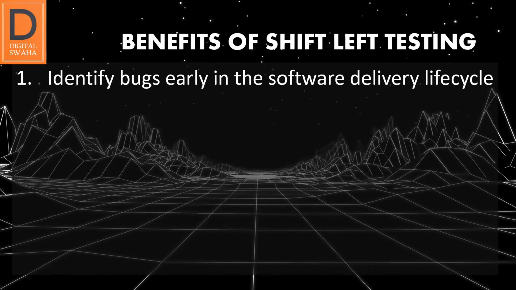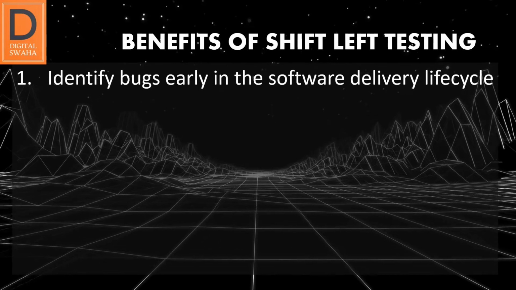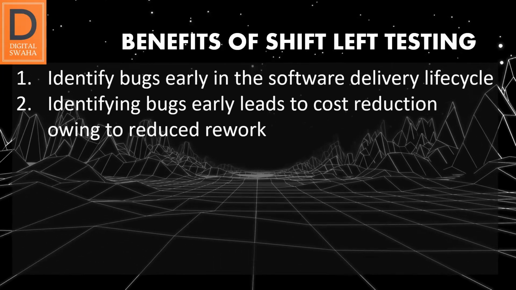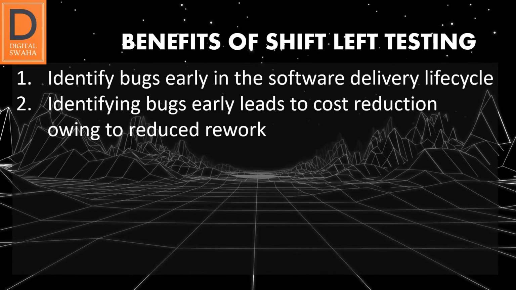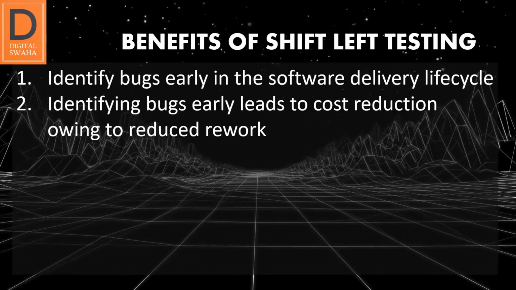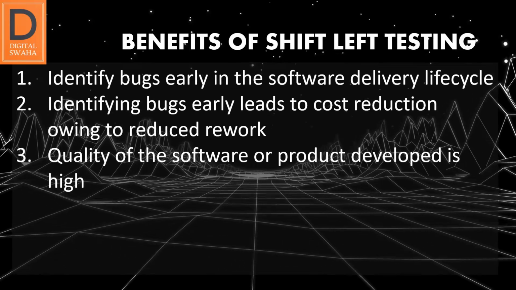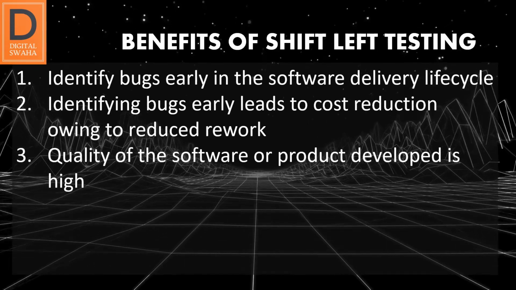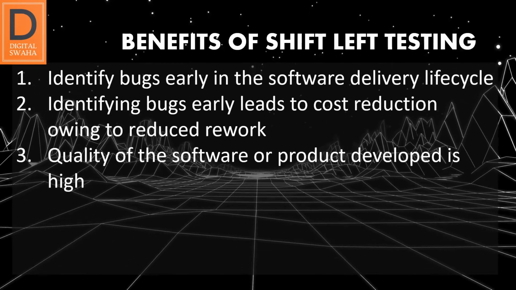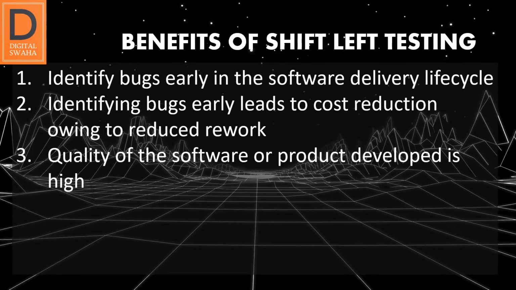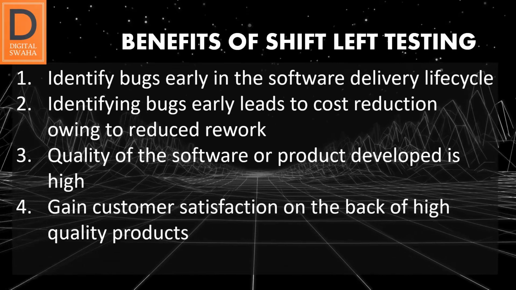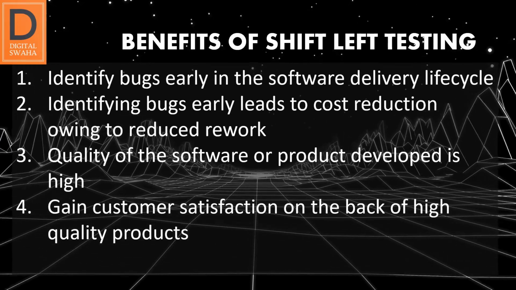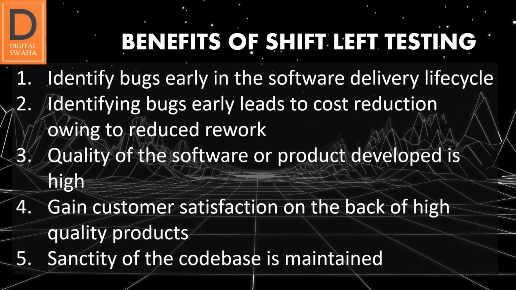Here are some of the benefits that we can derive out of shift left testing. Number 1, identify bugs early in the software delivery lifecycle. Number 2, identifying bugs early leads to cost reduction, which is due to reduced rework. Number 3, quality of the software or product developed is high. Most of the identified bugs will not go into production and gets fixed in the lower environment. Number 4, gain customer satisfaction on the back of high quality products. Number 5, sanctity of the code base is maintained.